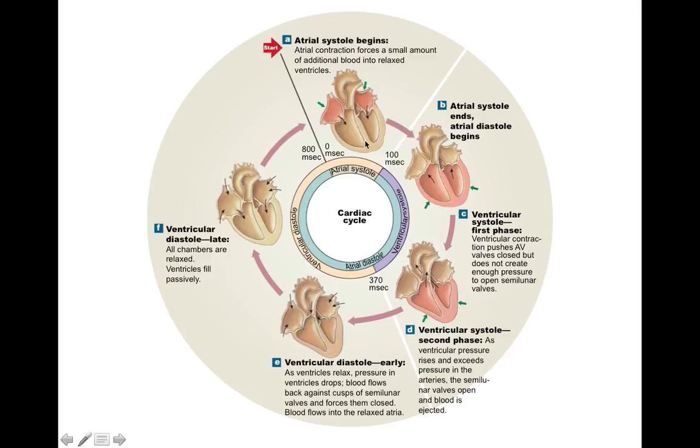And the volume of blood that fills that ventricle at the end of atrial systole, or the end of ventricular diastole, we call ventricular end diastolic volume. So it's the amount of blood that fills the ventricle at the end of diastole, right before ventricular systole. So we find that the atria pump 20% of blood that fills the ventricles during atrial systole. Then, right after atrial systole, we enter ventricular systole.